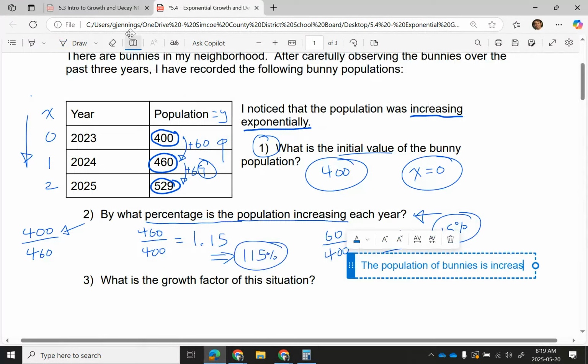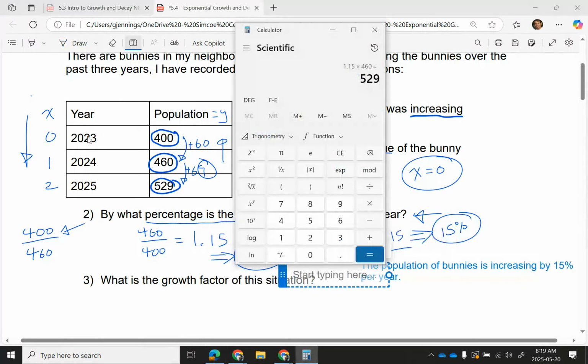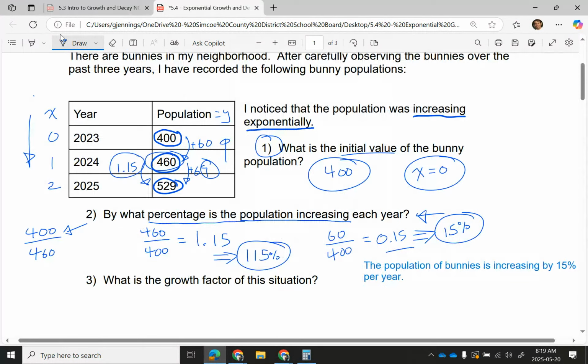Let's do a little experiment with our calculator and see what happens when I take this number 1.15 and multiply it by 460. My goodness, it perfectly predicts the next data point. So if I take this one and multiply by 1.15, I get the new population the year later, 15% greater. That's kind of cool. So that is how we do this.